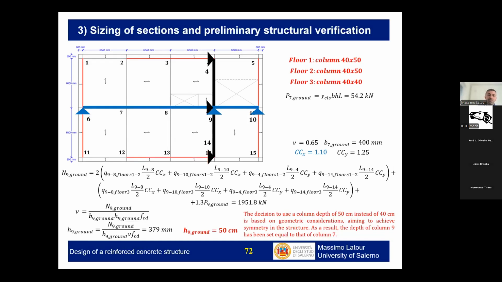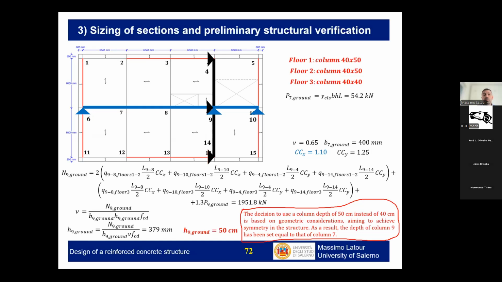And this is another example for column 9. Consider that, as you see written in these notes, that you will find when the presentation is distributed to you, we try also with the secondary framing to maintain a symmetry in the structure. So even if strictly looking at the axial forces some of these elements could be smaller, in reality it is necessary, and this is better, to always think of the seismic behavior of the structure to keep symmetry.